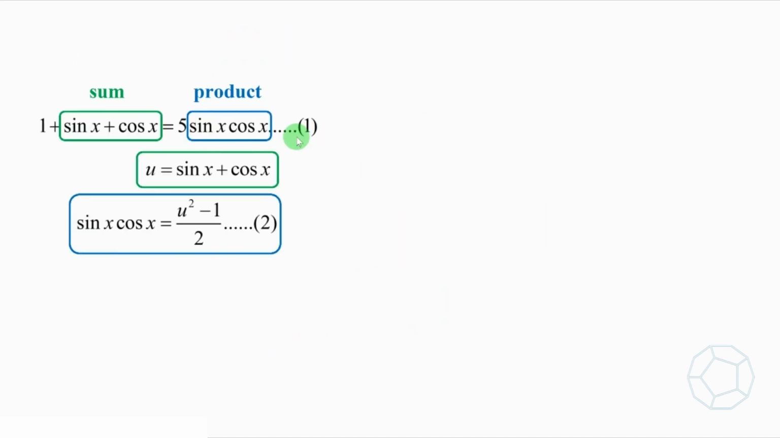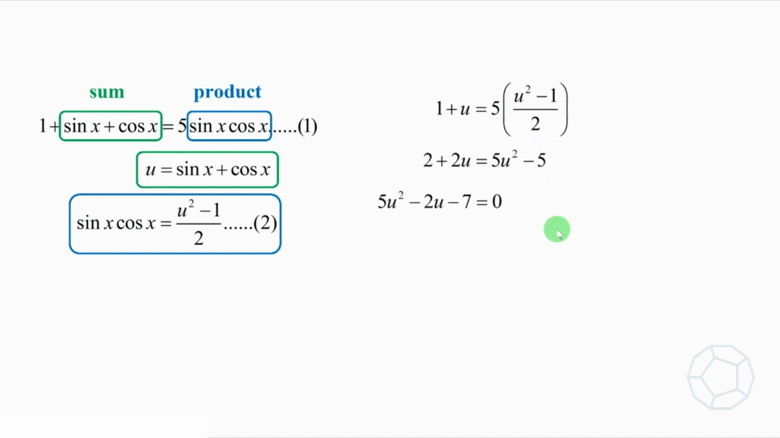Now we put everything into equation 1. The unknown is changed from x to u. So the equation becomes 1 plus u is equal to 5 times u squared minus 1 over 2. To simplify that, multiply both sides by 2, and we put all the terms to the left. Then the equation is 5u squared minus 2u minus 7 is equal to 0. It is a simple quadratic equation.